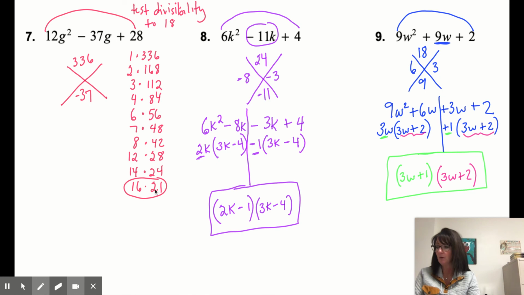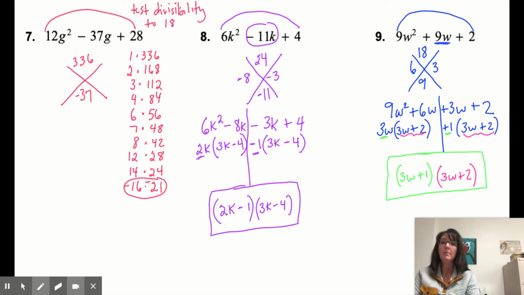Because 16 and 21 equal 37, and it's a negative 37, we want both of these to be negative. So that's how we deal with the integers. This is positive and this is negative, so we want it to both be negative.